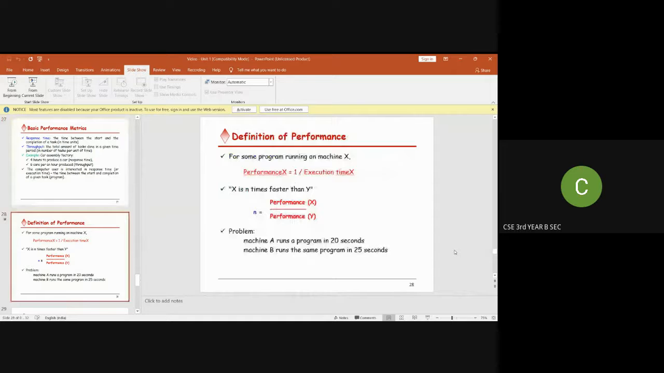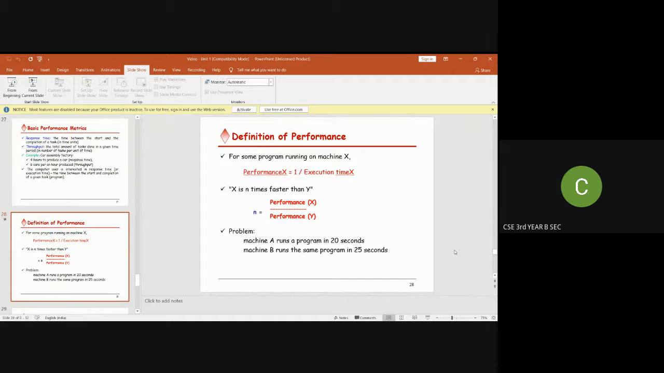So, if we want to measure the performance of a machine X, we have to find the execution time of X. The inverse of execution time is called performance. If we have two systems X and Y, and X is n times faster than Y, it means the performance of X is calculated and the performance of Y is calculated, and the ratio is given as n times.